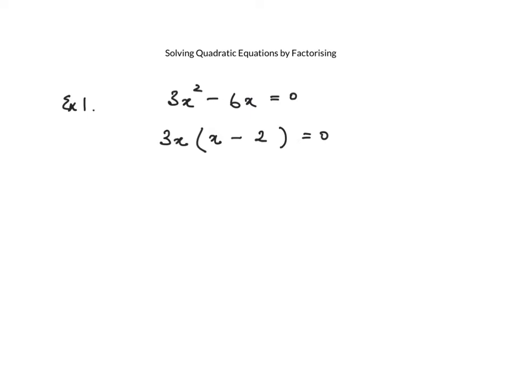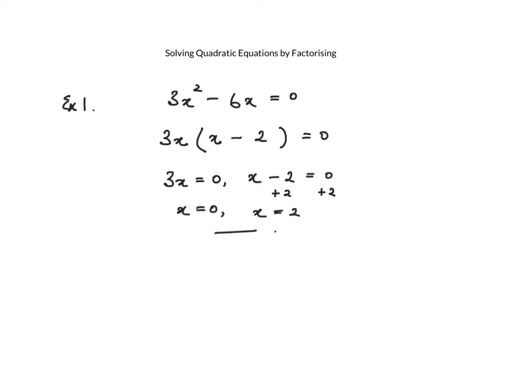So what is new is that we set 3x equal to 0. We set the first factor equal to 0. And then we set the second factor equal to 0 as well. So x minus 2 equals 0. 3 times what equals 0? 3 times 0 equals 0. So x must equal 0. Now this is a very simple linear equation here. If I add 2 to both sides, I get x equals 2.